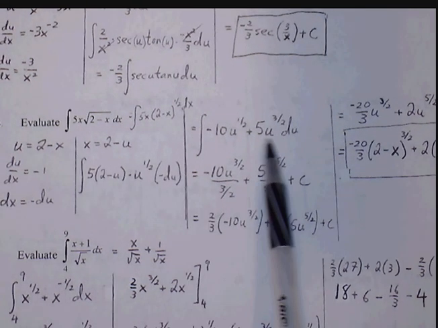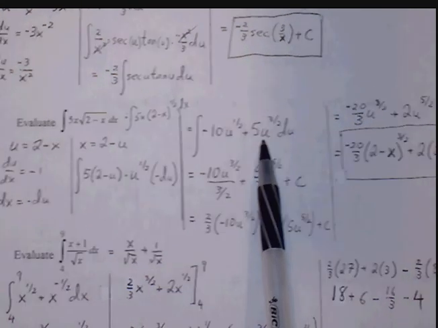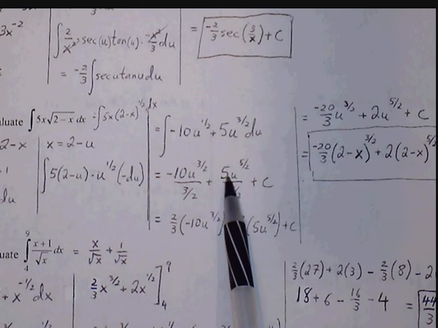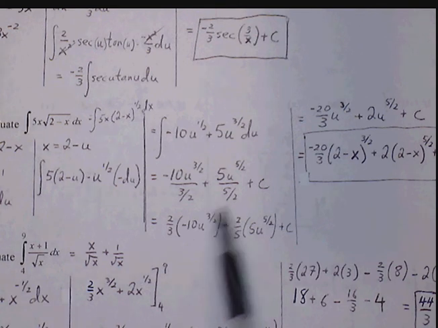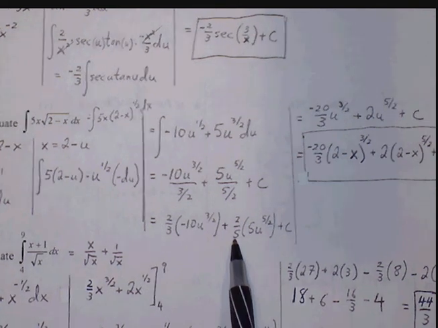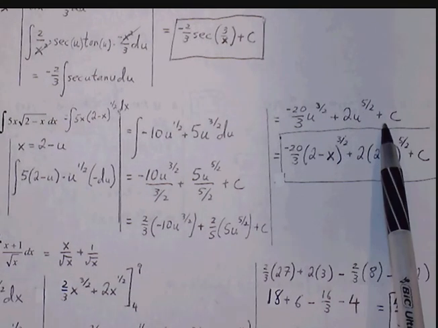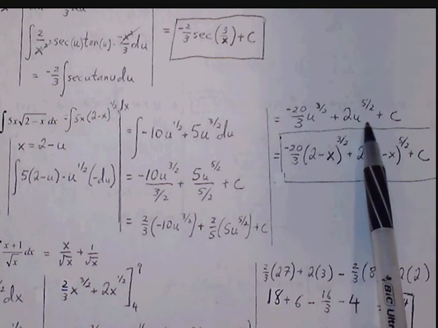Okay. Everything is set for us to apply power rule. So negative 10u to 3/2 over 3/2 plus 5u to the 5/2 over 5/2. Bring up the fractions, combine terms, and then we have our indefinite integral. Finally, replace u in terms of x.